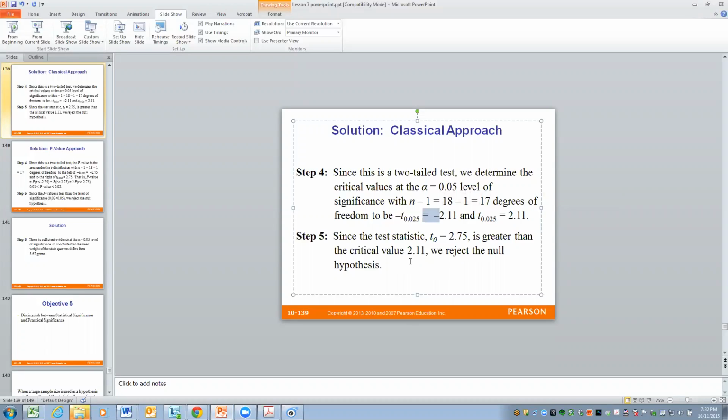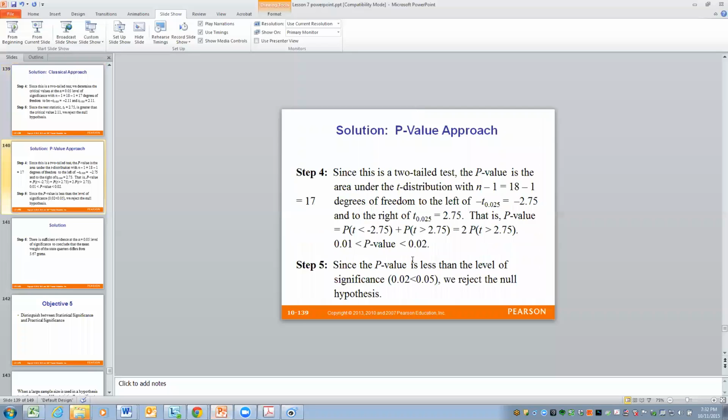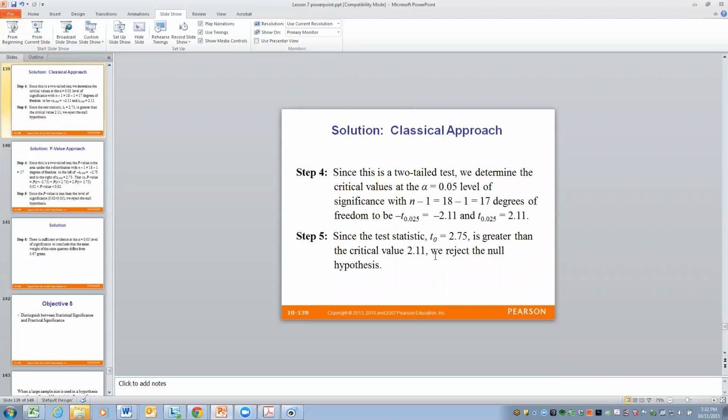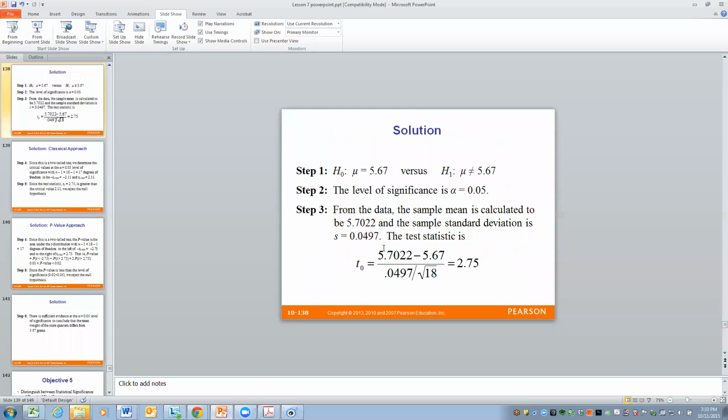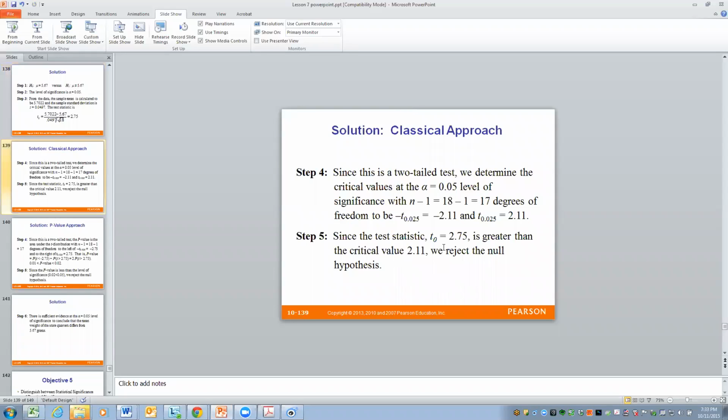What does that mean? That means that we conclude that the average weight of those coins is not 5.67 grams. We've rejected the null hypothesis, which means the null hypothesis we assumed was true, we now have enough evidence to say it's actually false.